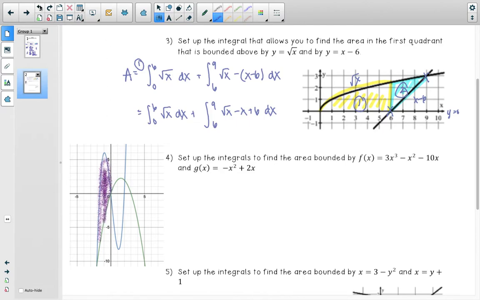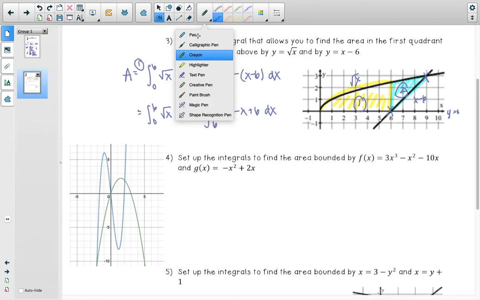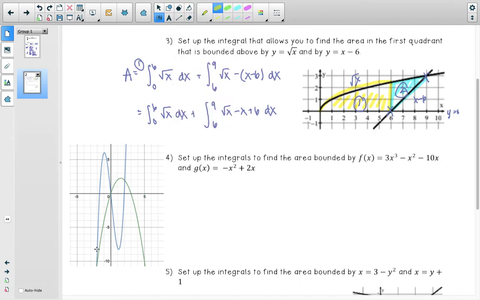Ooh, I don't like that. That looks bad. Try again. We're not doing that. So highlighter. First area is this chunk right here. I don't like that either, guys. I'm sorry. I just can't.